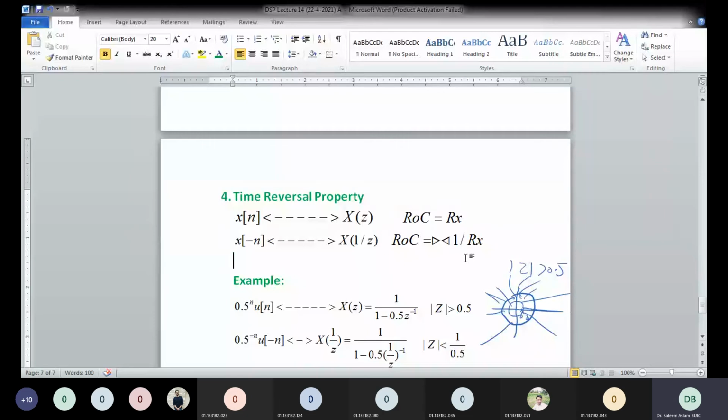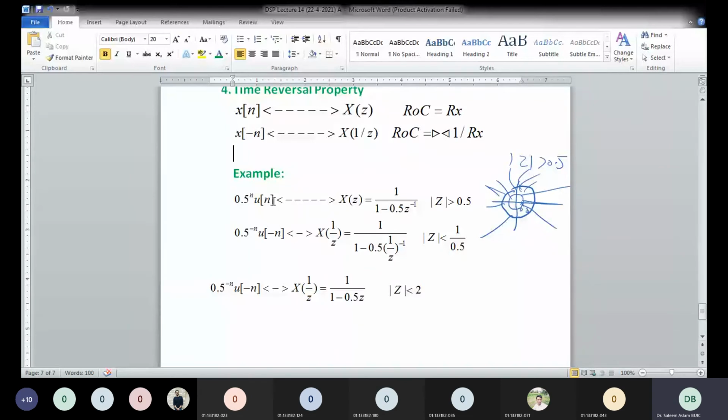So let's solve an example. We take the same example 0.5 to raise power n u of n. We already know its z transform 1/1 minus 0.5 z inverse, and its z transform ROC is z mod greater than 0.5.